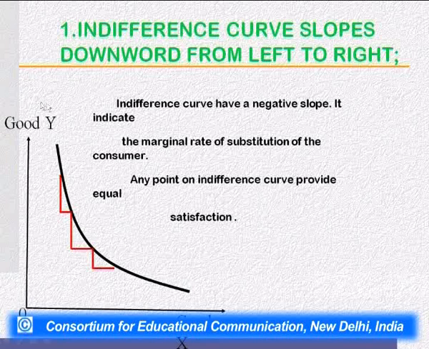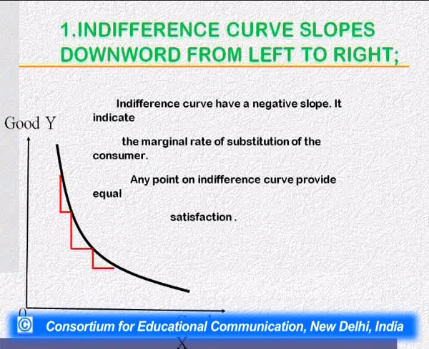Now the slope is there. When you increase one and keep giving up the other, then the slope is downward. So indifference curves are always downward from left to right. Indifference curves have a negative slope.